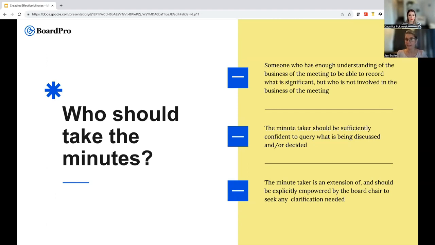Common practice is for one director to take minutes if you don't have a professional board secretary. What that means is that director can't fully participate in the meeting. They have to try and note down all the things that were happening and take those very professional minutes, but it limits them from being able to participate in the conversation.